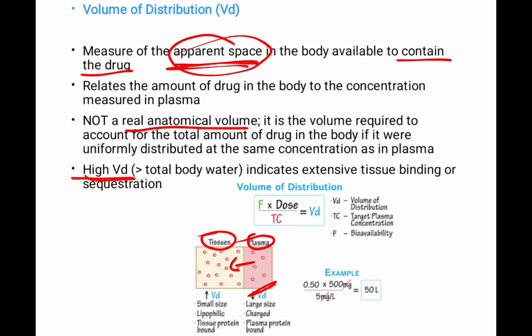Distribution. So volume of distribution plays an important role in so many pharmacological processes, and the formula for volume of distribution is bioavailability multiplied by the dose of the drug divided by the target plasma concentration. So when a target plasma concentration is needed, the volume of distribution, the dose, and the bioavailability can be used to calculate this target plasma concentration. So this is the formula for volume of distribution.